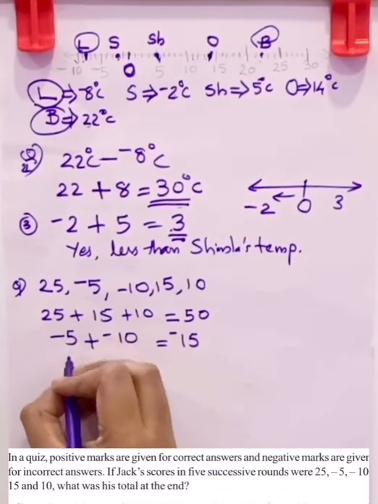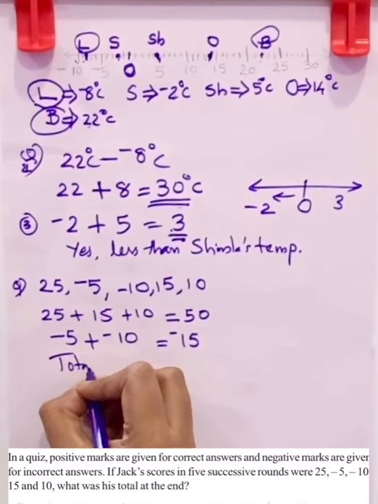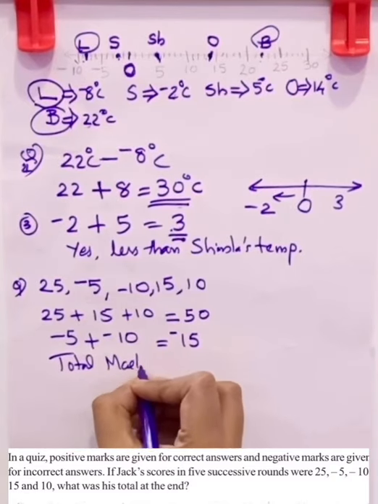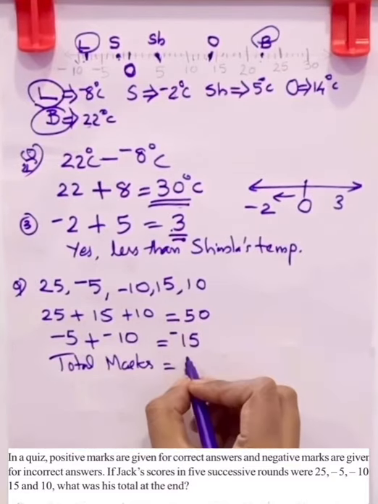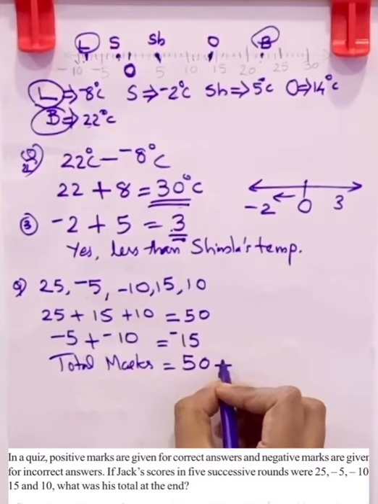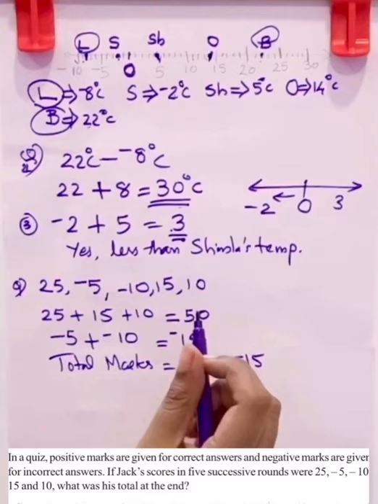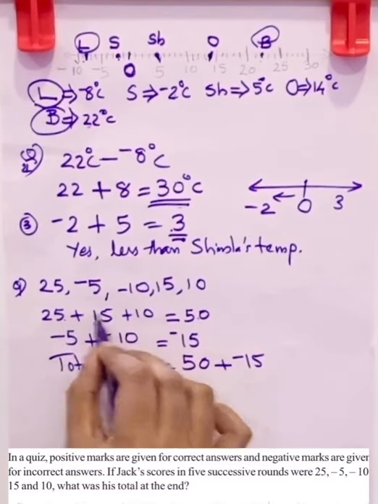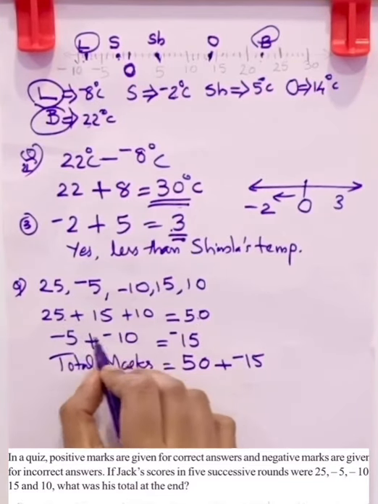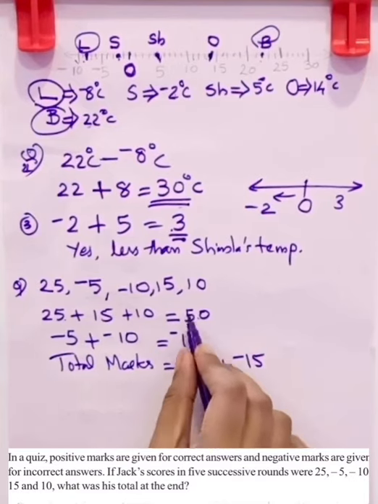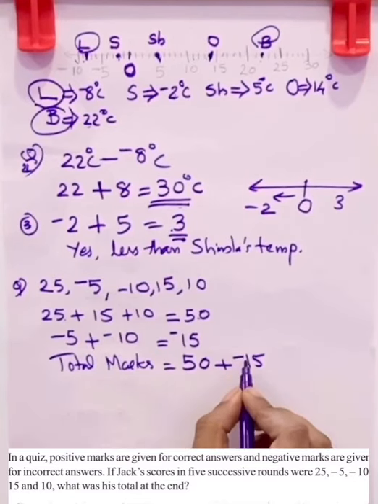Now the total marks are 50 plus minus 15. Both are his score. This is for positive answers, that is right answers, and this for wrong answers. So his total means 50 plus negative 15.